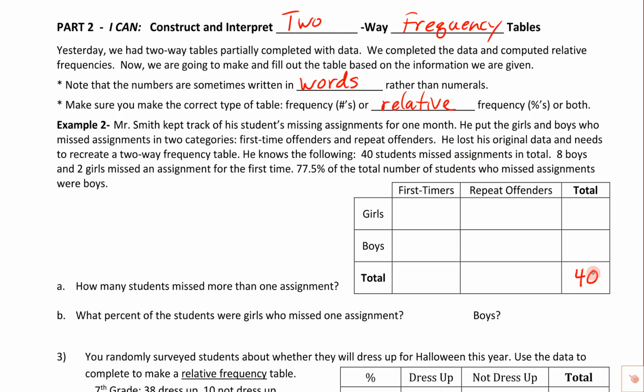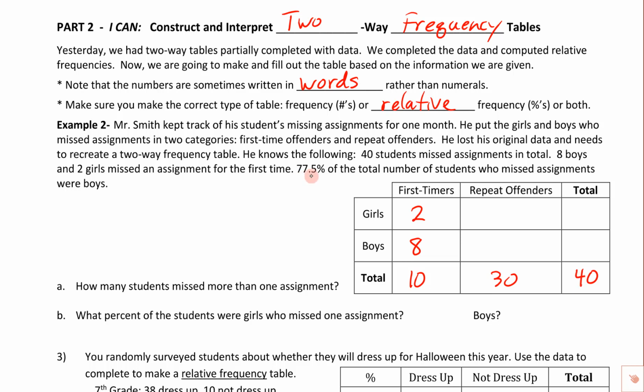So we're going to put a 40 right here. It says 8 boys and 2 girls missed an assignment for the first time. So 8 boys and 2 girls. That means we're going to put 8 boys and 2 girls in that first time category. Gosh, that means we can fill this in. So this is going to be 10 right here. Well, wait a minute. We haven't even used this other piece of information, and we know this has got to be 30 right here. So we've already got a whole bunch of stuff filled in. Let's see what this other piece can do for us.